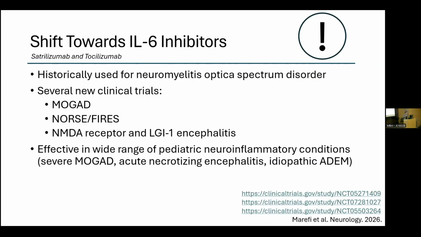The MOGAD study actually included kids greater than 12, so there's some pediatric data there, and the NMDA trial also included kids, some teenagers maybe. Nonetheless, in case series, a recent one that just came out of CHOP looked at the use of tocilizumab in a wide range of neuroinflammatory conditions, including severe MOGAD, acute necrotizing encephalitis, and idiopathic ADEM. Kids on tocilizumab actually did pretty well.